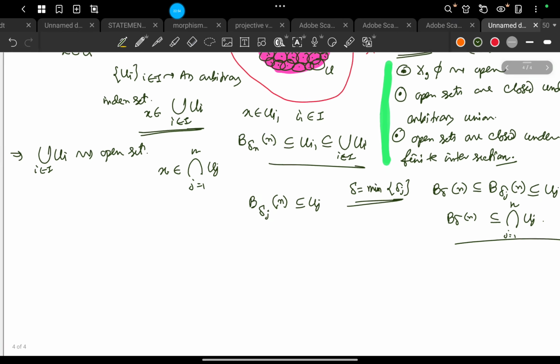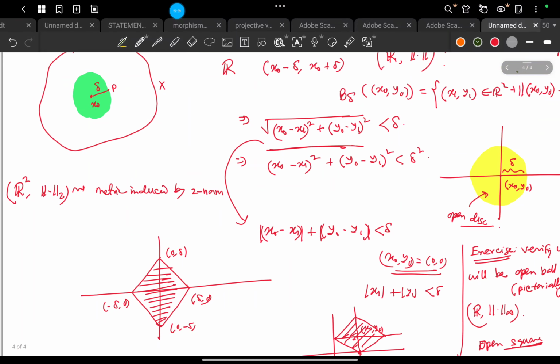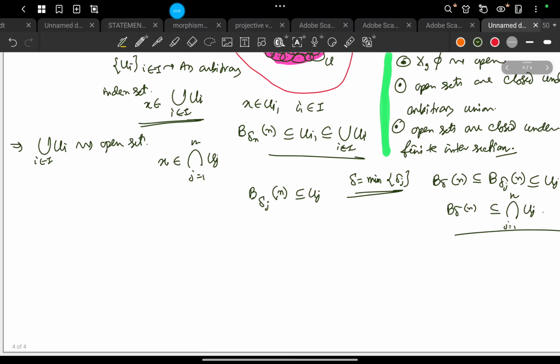Now you see that once we try to introduce the concept of open set, we say that we are removing the boundary. So what do we actually mean by the boundary? There is a definition of boundary, which is the following.